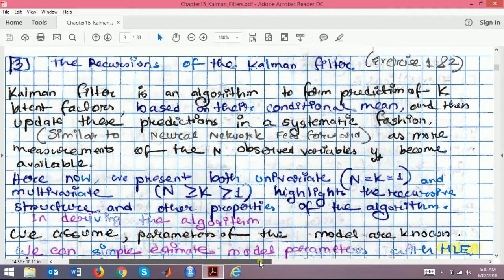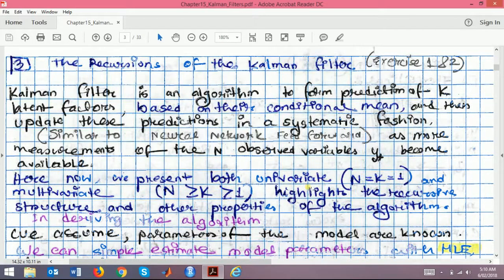The most important thing is to start talking about recursions in the Kalman filter, or to see how the algorithm in Kalman filter estimation is produced. The Kalman filter is an algorithm to form predictions of k latent factors based on their conditional mean, and thus update these predictions in a systematic fashion. So based on the conditional mean, first predictions are made, and then these predictions are systematically updated, quite similar to the feed forward algorithm in neural networks, where as soon as new information is fed into the system, the predictions are updated in a systematic way as more measurements of the n observed variables become available.